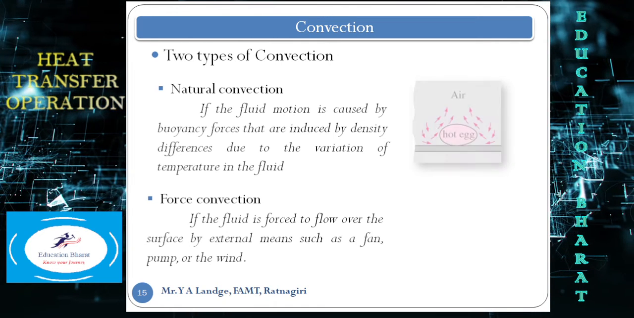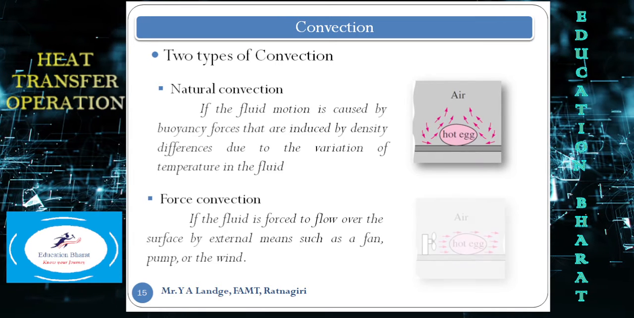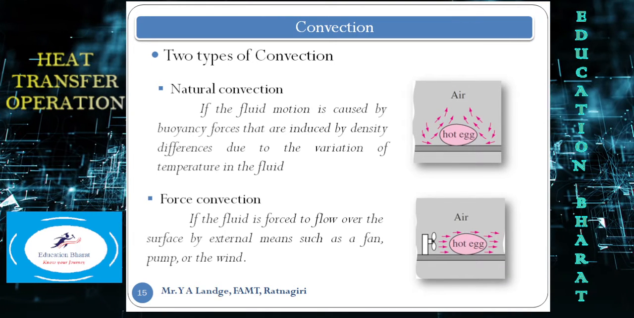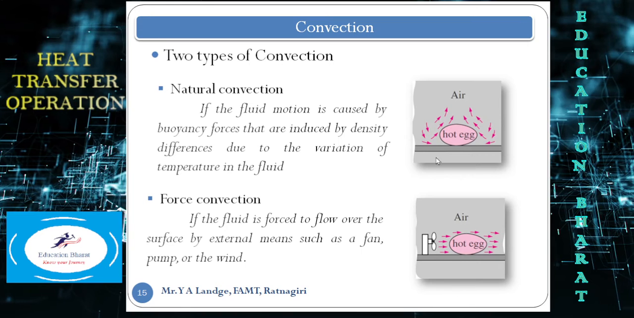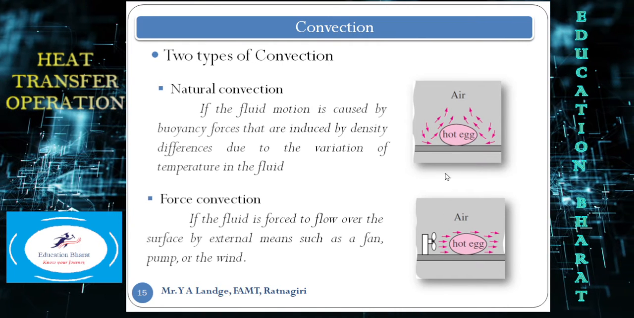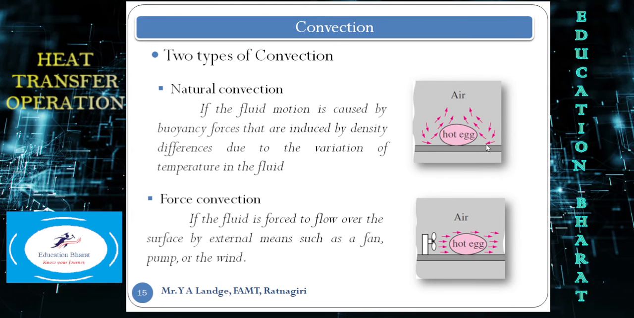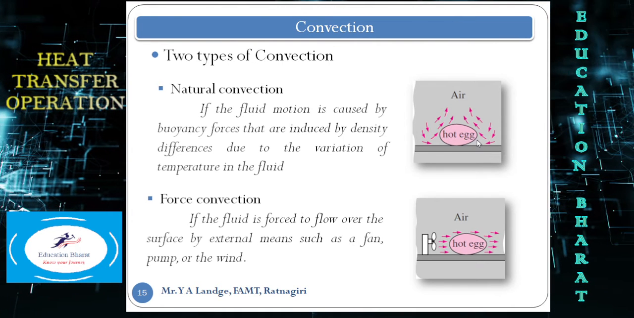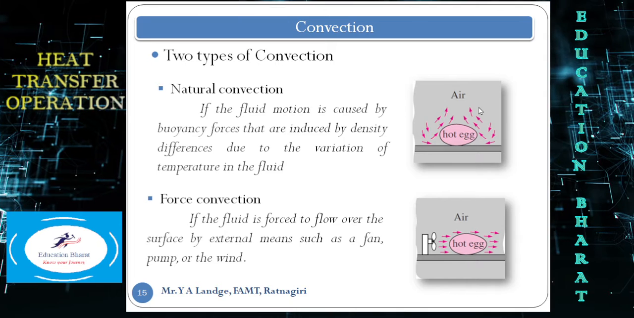With the help of the picture we can easily understand what is meant by natural convection and forced convection. This is the example of natural convection, and this is the example of forced convection. How? See, this is the hot egg, on the surface of which the heat is transferred to the air.